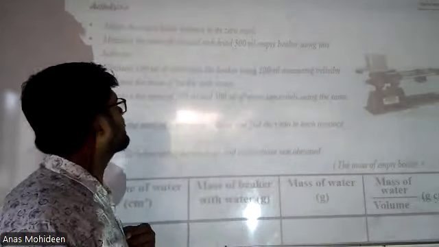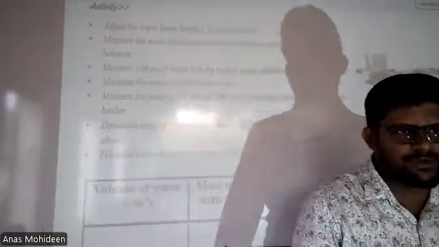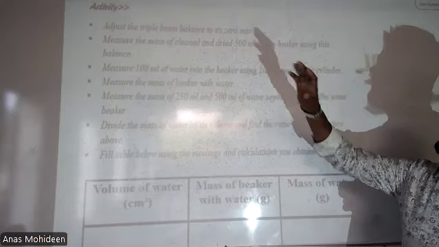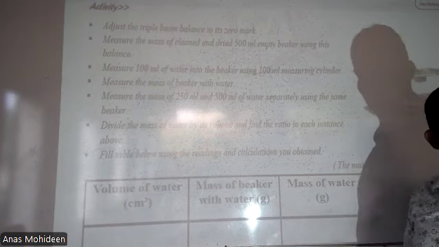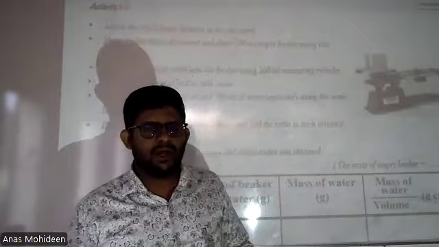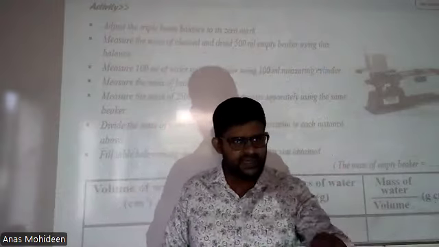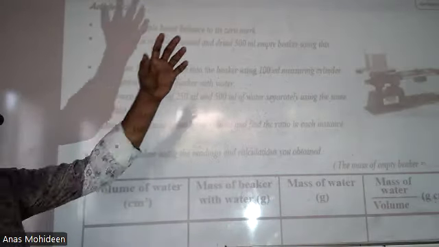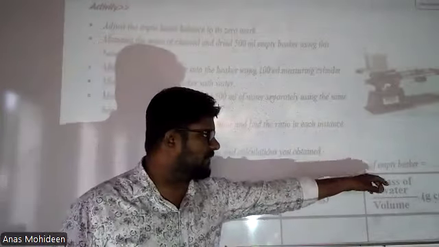Now, what we do here initially, adjust the triple beam balance to 0. Whenever we measure something, the equipment we use must be calibrated at 0. It should be starting at 0 level. So starting from 0 level, measure the mass of a cleaned and dried 500 ml empty beaker using this balance. You have to measure it with no other substances, not a single drop of water. You know the volume, it is 500 ml. You measure the mass of the empty beaker and then you record it.